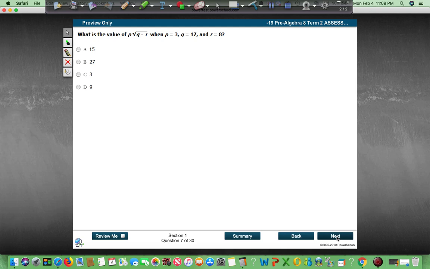Question 7. What is the value of P times the square root of Q minus R when P equals 3, Q equals 17, and R equals 8? Question 8. Simplify the algebraic expression. Negative 9 times the quantity negative 8p plus 12 minus 6p.